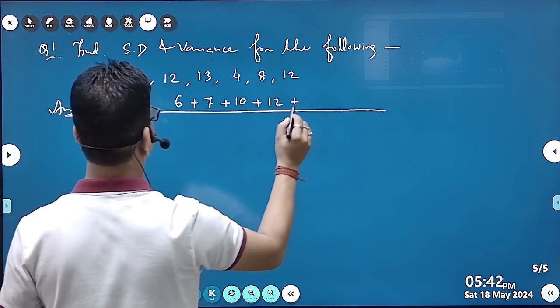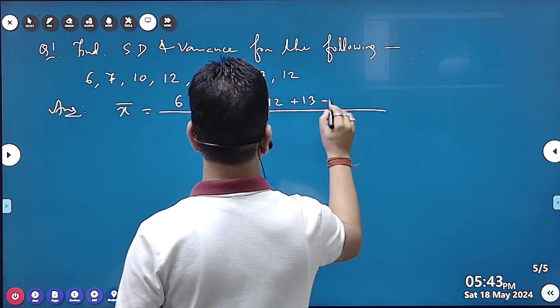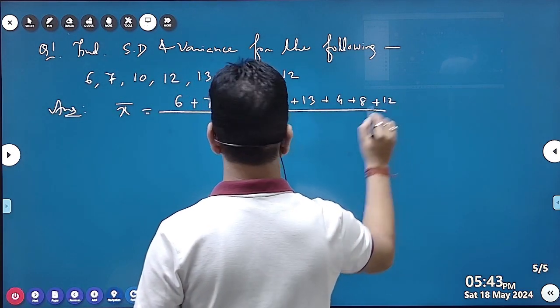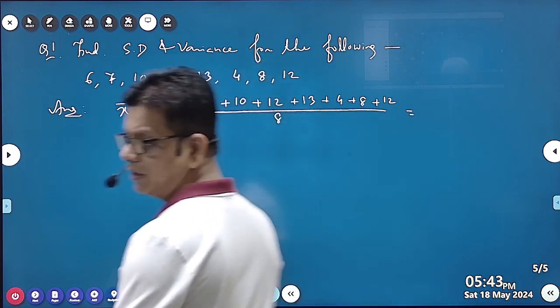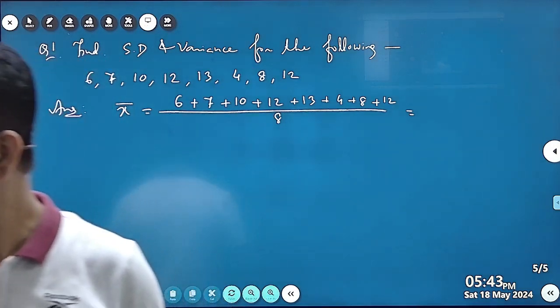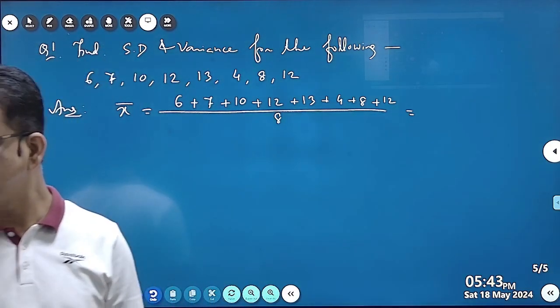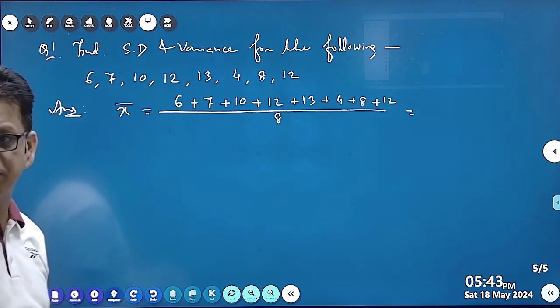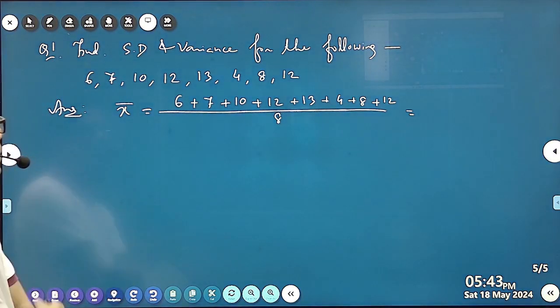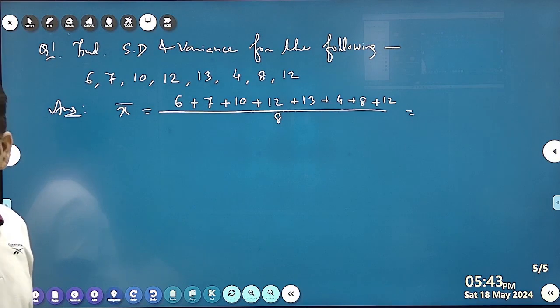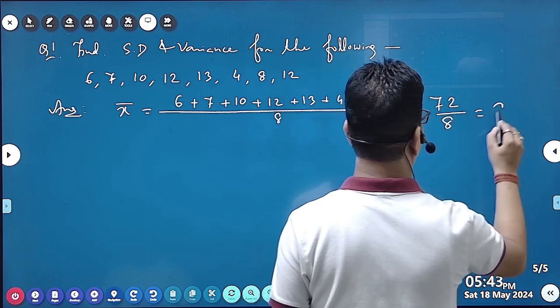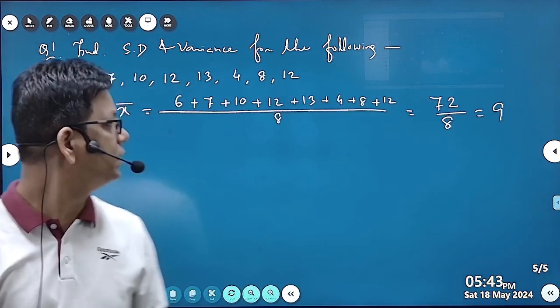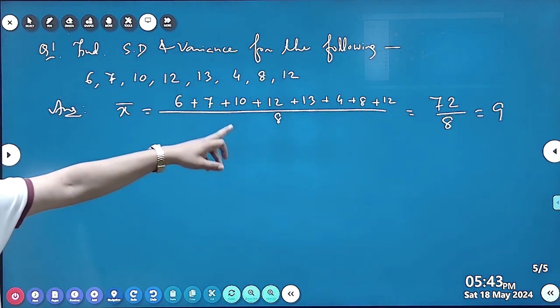Sum of all the numbers: 6, 7, 10, 12, 13 plus 4 plus 8 plus 12, divided by 8. Let me know if a decimal comes; I'll change one of the numbers. No decimal, no? Because I'm trying to explain the topic on calculation anyway. How much total? 72. That means 72 by 8, so 9. The mean is the sum of all these numbers divided by this.